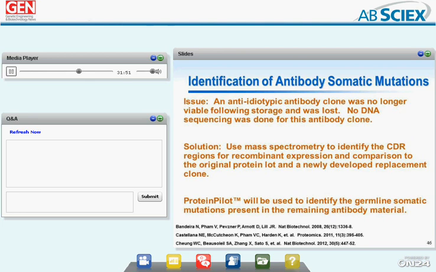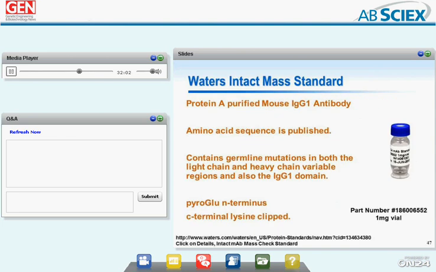This workflow has been adequately discussed in the following papers, two of which are by Genentech and one by Cell Signaling Technologies. In this case, instead of showing the data set that I can show today, we can show one that every user can go ahead and take a look at, and this involves the use of the Waters intact mass standard. In this case, our example is a protein A-purified mouse IgG1 antibody. The amino acid sequence is published, and the link is provided at the bottom of the slide. This contains germline mutations in both the light chain and the heavy chain variable regions, as well as the IgG1 domain. This protein sequence has pyroglutamic acid on the N-terminus and is C-terminal lysine clipped.